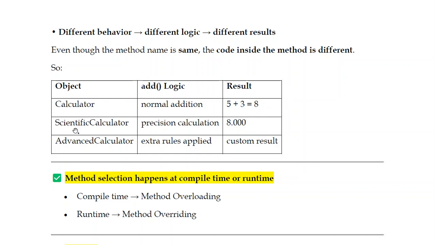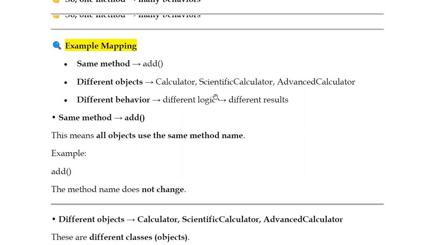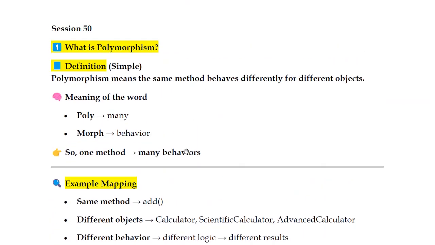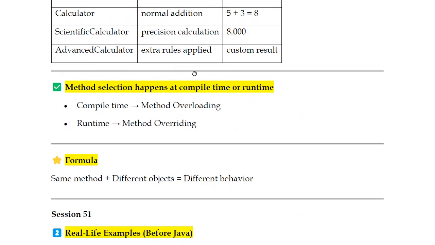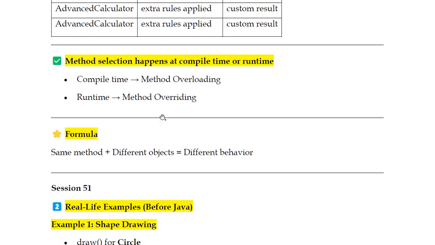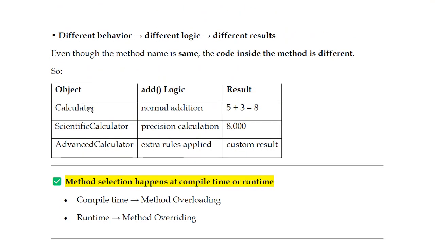Next one, what's the next object? Scientific calculator. So what's the different behavior or logic here? Precision calculation. So here we are providing a different result, 8.00. Now match the definition: using the same method name, it behaves differently for different objects. See here, using the same method name, it behaves differently from normal addition. Some logic is differing for different objects.